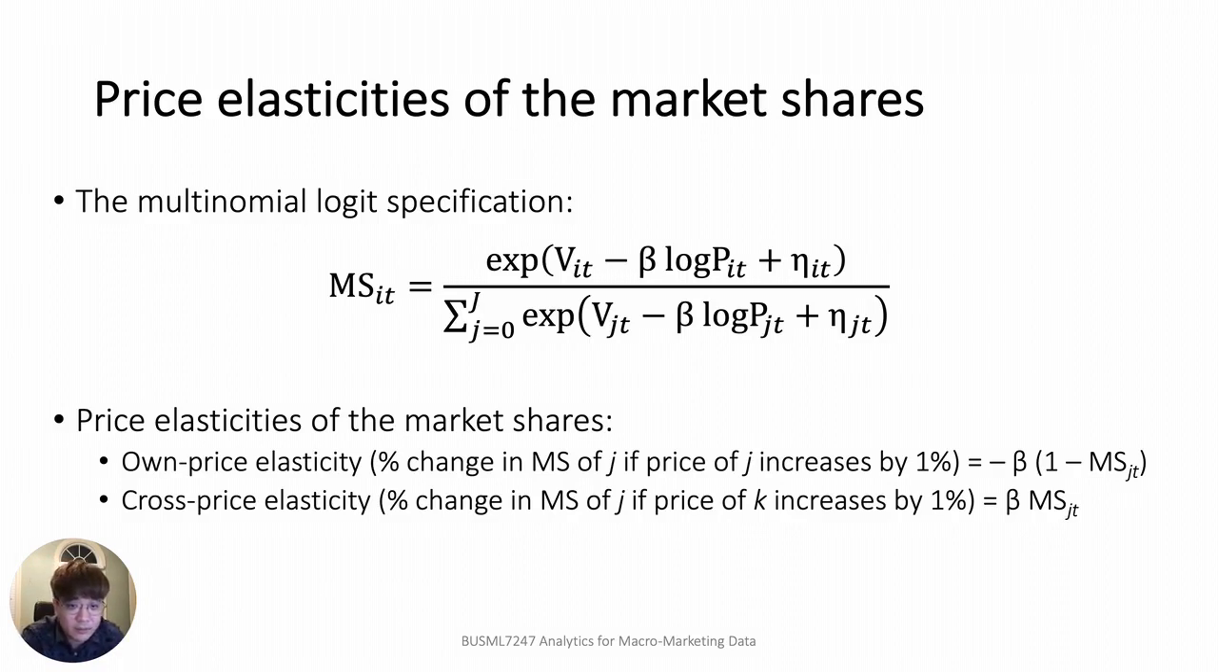Second, the cross price elasticity of market share. This measures how much the market share of a brand changes in response to a 1% increase of its competitor's price. From the multinomial logit specification, the cross price elasticity is simply given by beta times the market share of the brand. Surprisingly, the price level and competitors' market share do not affect the price elasticities. This is a very restrictive form of elasticities, which is a caveat of this simple market share model.